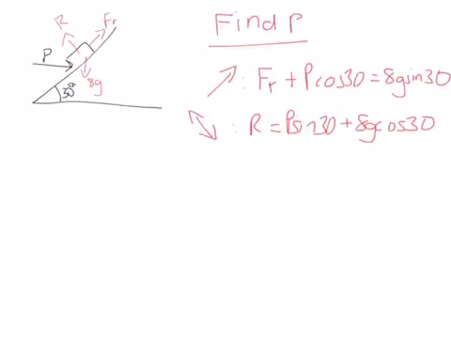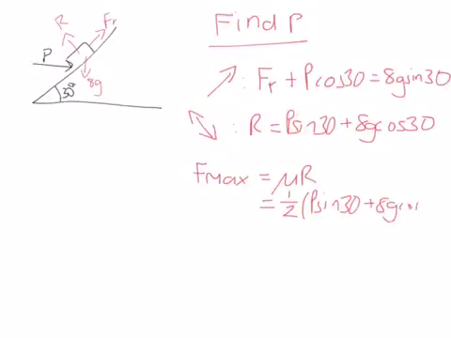So now we've got a value for R. We're able to take that value for R and put that into our formula for F max. So if you can remember then, F max is equal to mu R. We know our mu is a half. So our F max is equal to a half of P sine 30 plus 8g cosine 30. And then that is our formula for F max.